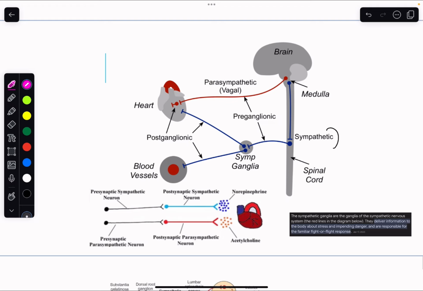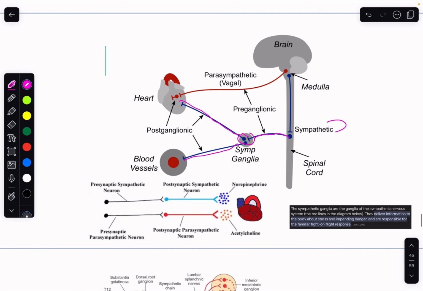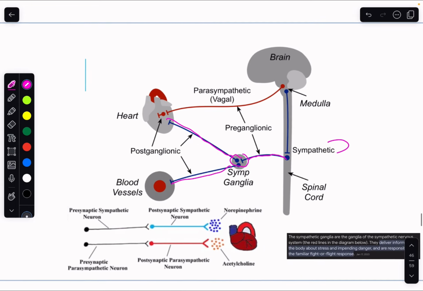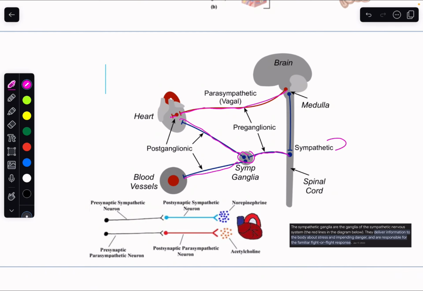All right, so we already kind of went over this. As you can see, starting off at the sympathetic, the preganglion is short. However, the postganglion is long. And it makes a stop in the sympathetic ganglia. Now, the sympathetic ganglia are the ganglia of the sympathetic nervous system that deliver information to the body about stress and impending danger, and are also responsible for the familiar fight or flight response. So that's sympathetic. For parasympathetic, it has a long preganglion, but a short postganglion. That's all you really have to know with that.